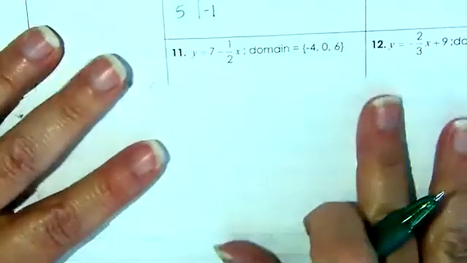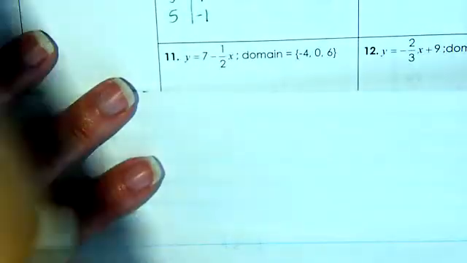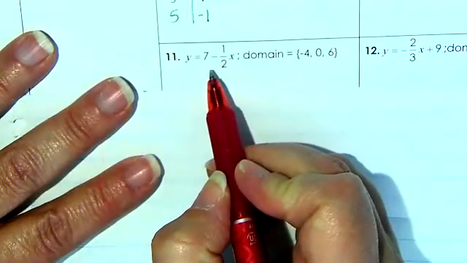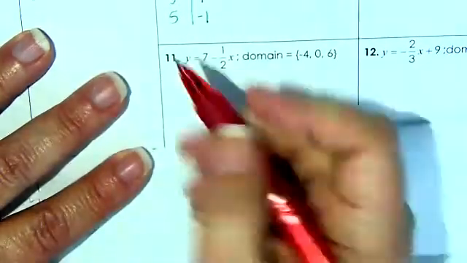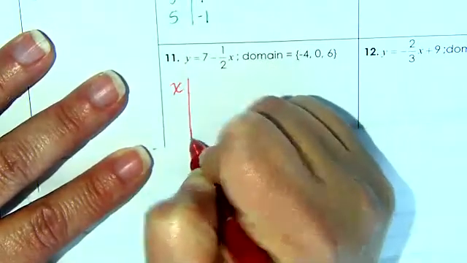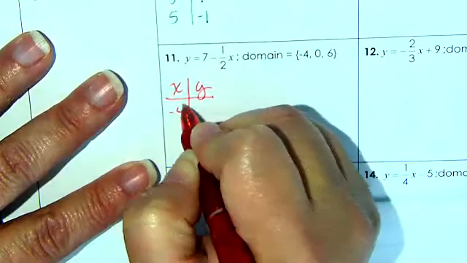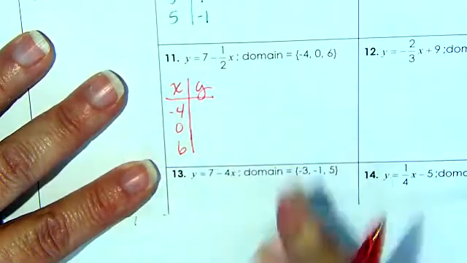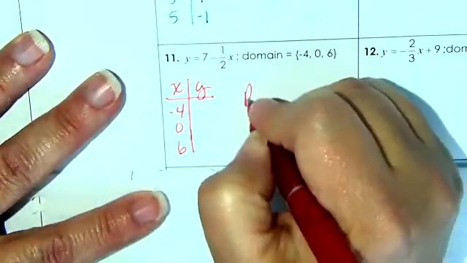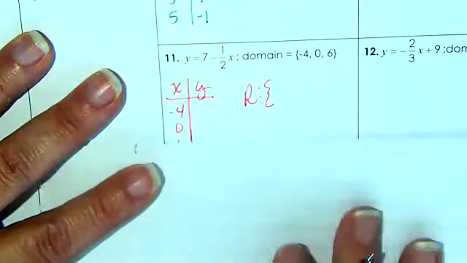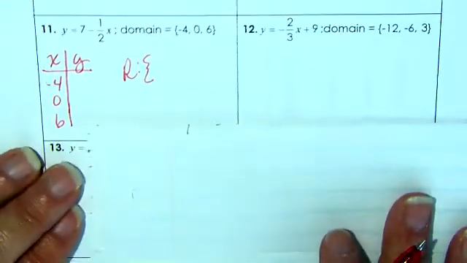Okay, so for number 11, here's my rule, my domain. So that means my x values. I'm looking for my y. It's -4, 0, 6. I want to know what the range is for these. So now I'm going to do my work.